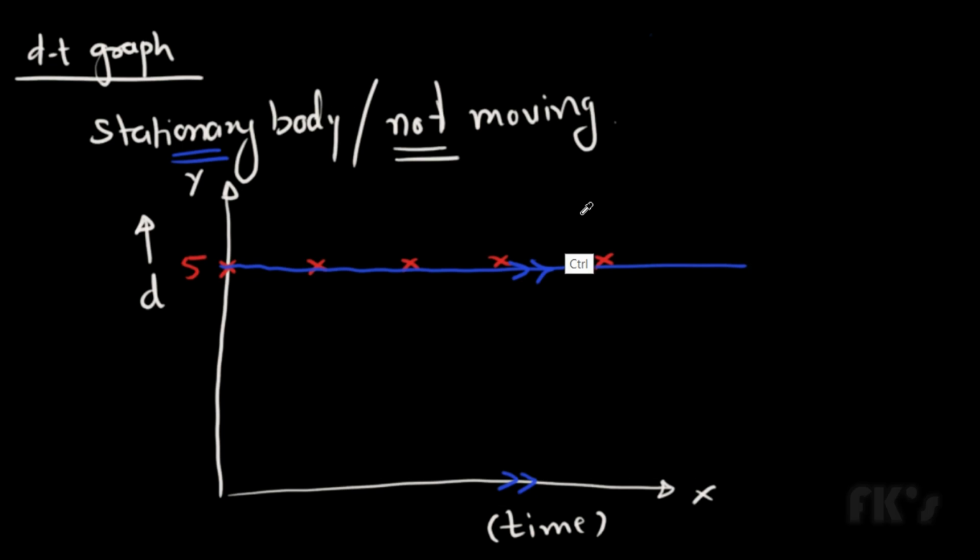Let's talk about a DT graph for a body which is moving with constant velocity, a body which travels the same distance in the same given time. So that's my DT graph there.